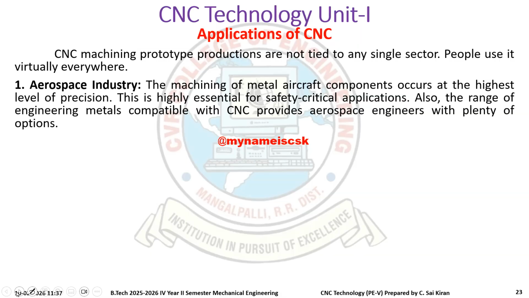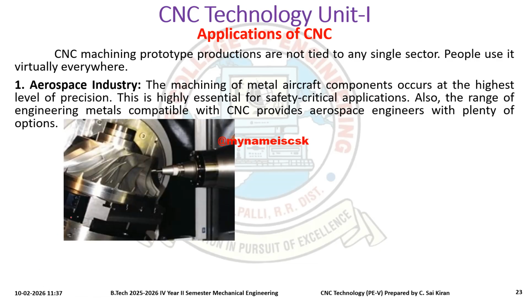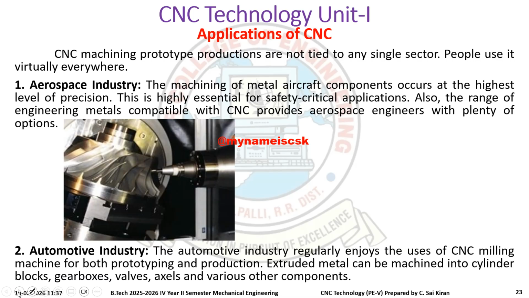So they compulsorily use CNC machines, which provide the aerospace industry with plenty of options. This is the aerospace manufacturing of a turbine blade using CNC. And the second one is the automotive industry. All the vehicles we buy, their cylinder blocks, gearboxes, valves, axles or any other components are made by CNC machines.